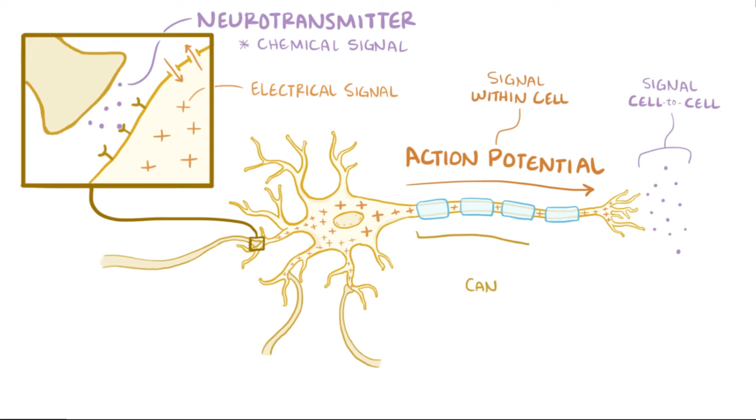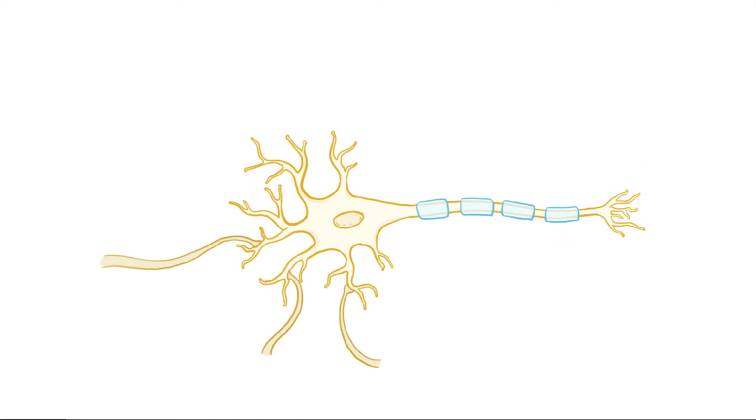Some of these neurons can be very long, especially ones that go from the spinal cord to the toes, so the movement of this electrical signal within the cell is super important. But why does a cell have an electrical charge in the first place?